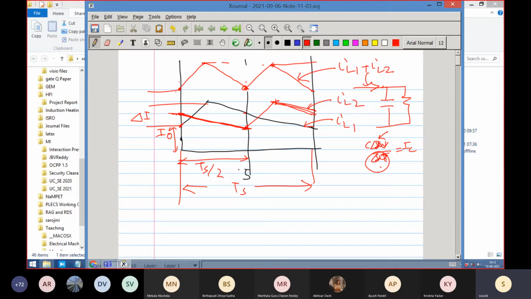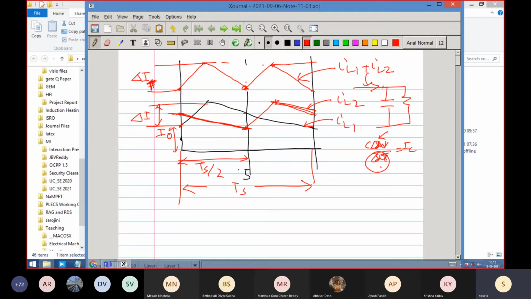So let us see if we can calculate what will be the value of the ripple of the summed current. The ripple of each individual current is delta I, that is what we have defined. So what is this? Let us call it delta I total, the ripple of the IL1 plus IL2 current. So how do I do it? Let's look at this point.